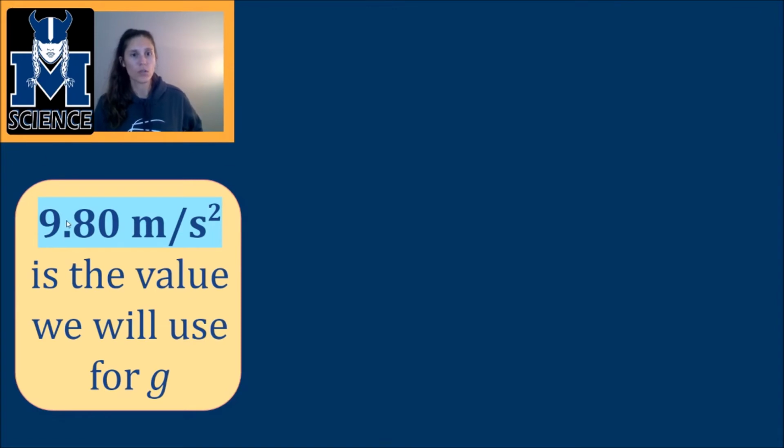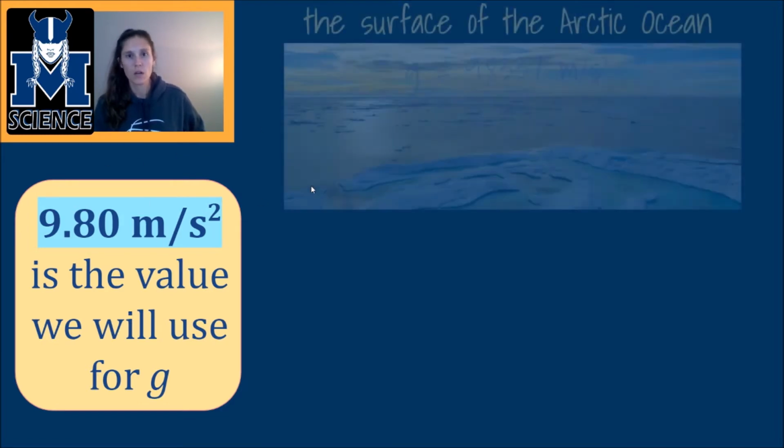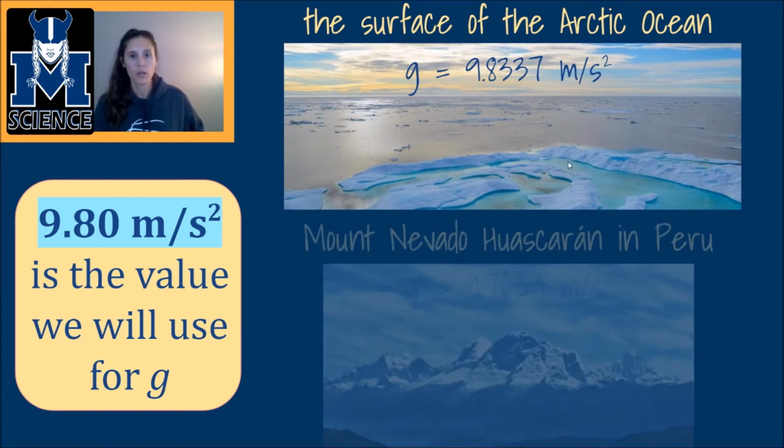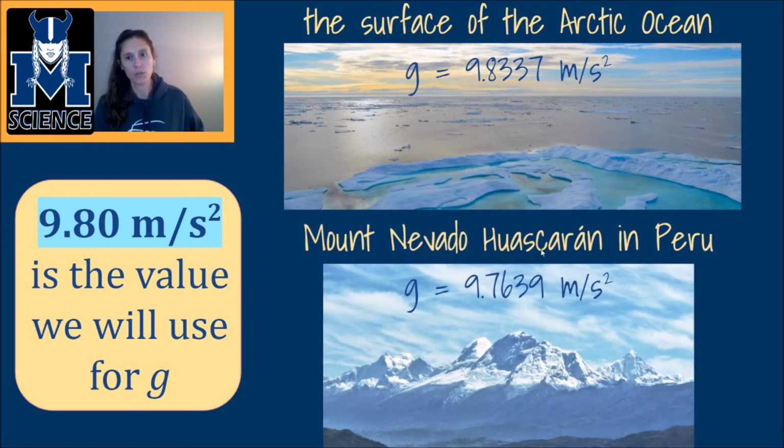We will use 9.8 meters per second squared for g in all our problems. But that is an average value, and it varies slightly from place to place. Again, as a reminder, in the Arctic you could have an acceleration due to gravity of 9.834-ish, and then there are mountains in Peru where it's 9.76. So it does vary slightly.